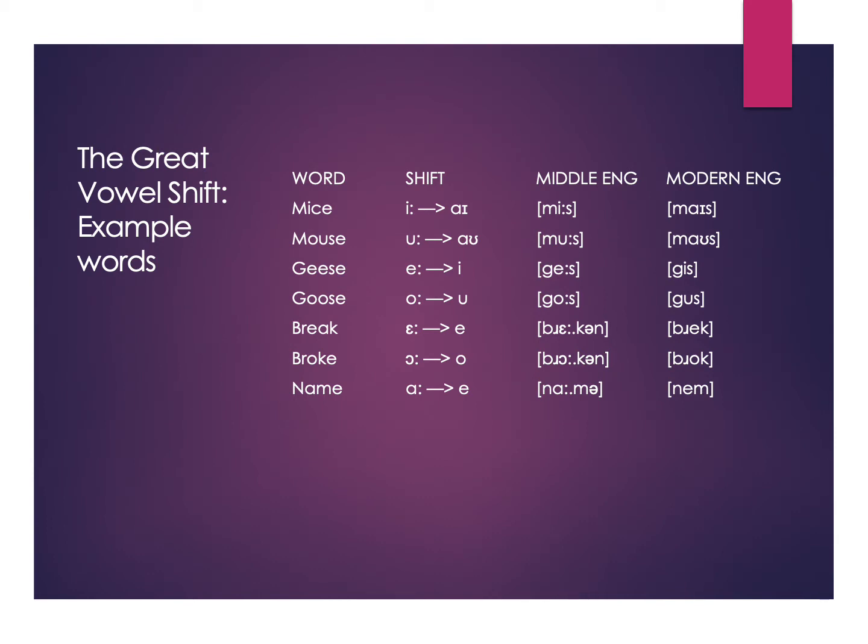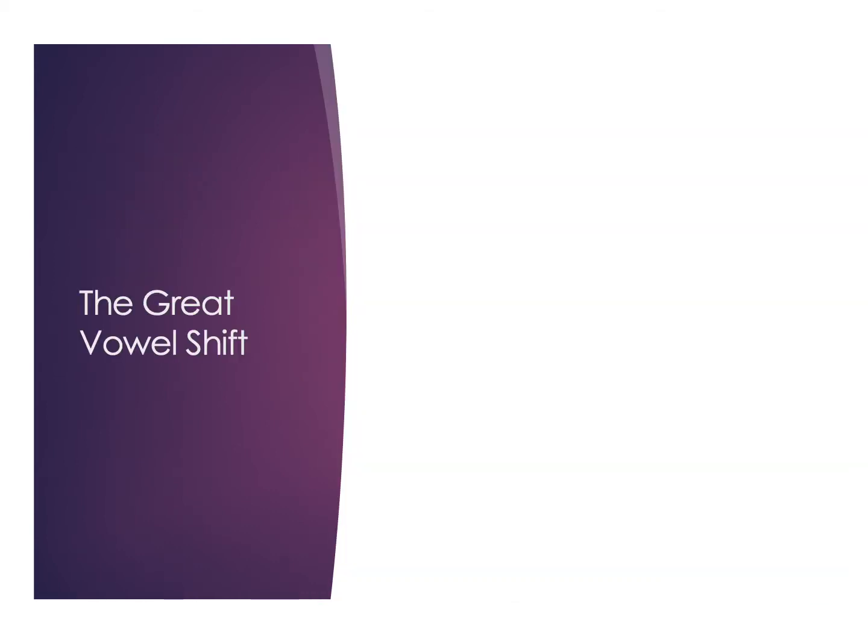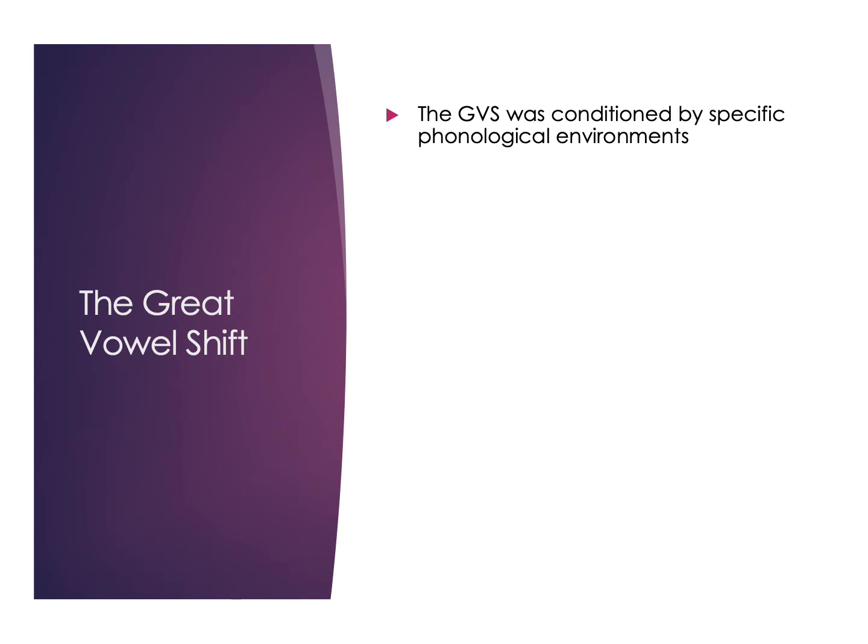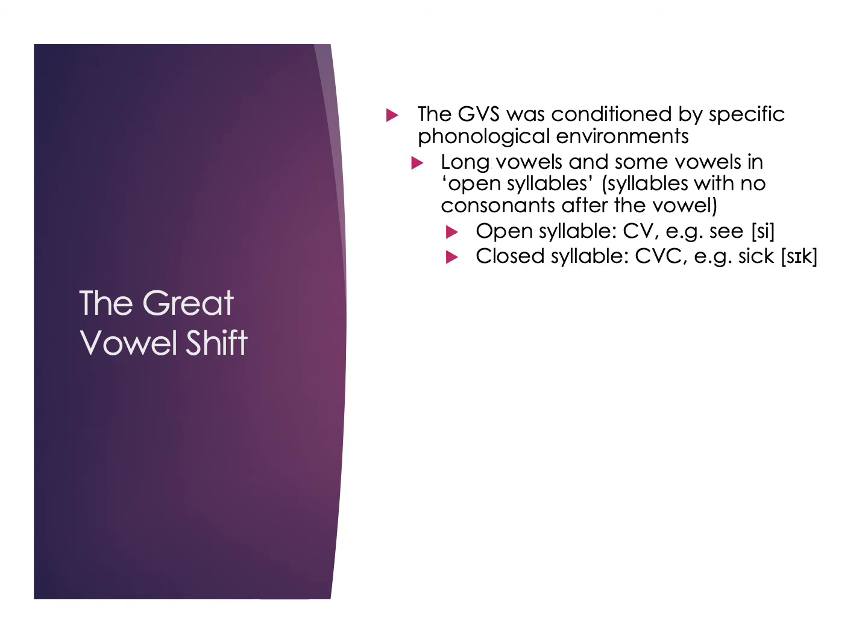This also happened in some other words that had multiple syllables. So something like break was once brecken, and now it's break. Bracken became broke. Nama became name. So we can see that there were some specific environments where this tended to happen with these different long vowels. And it was conditioned by these particular environments. So long vowels, and then occasionally some vowels that weren't really long vowels, but sounded longer because they were in open syllables.